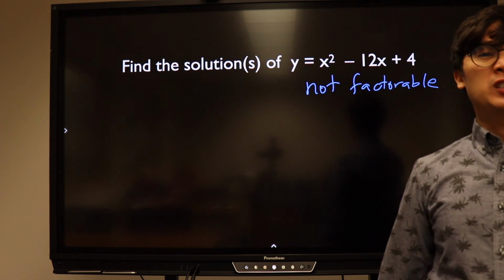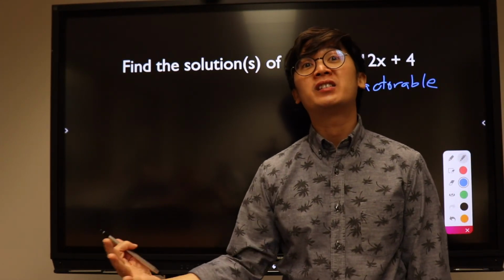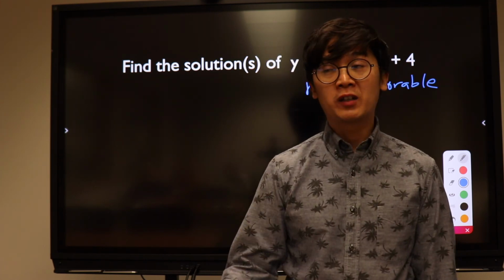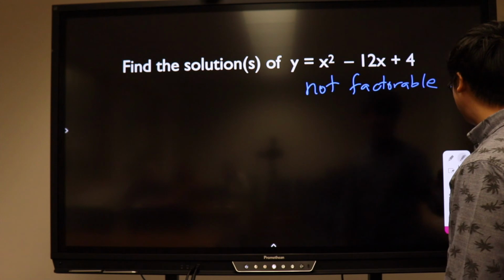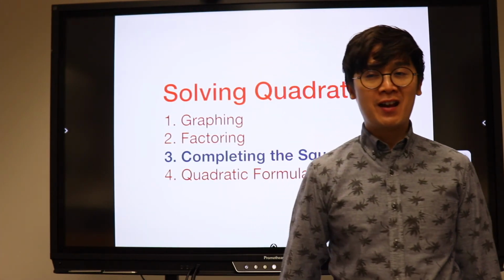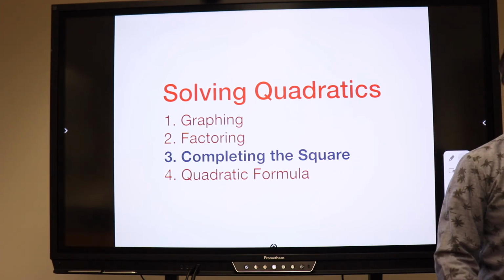Because this quadratic equation is not factorable. So what will happen if it's not factorable? What will happen if you're not seeing the graph and it's not factorable? How are you going to solve it? You'll go home and cry. That's why we have the third method. If it's not factorable, we can use the completing the square method.